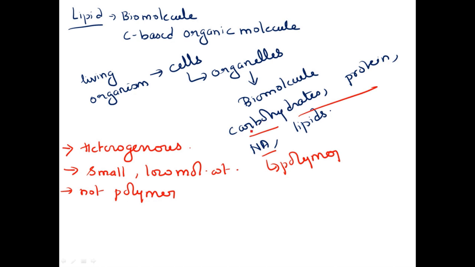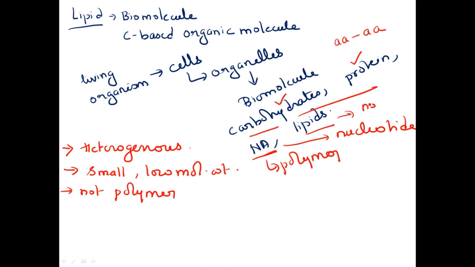When we see carbohydrate, we have monosaccharides that join by glycosidic bond to form polysaccharide. So carbohydrates are also a type of polymer. And when we see protein, we have amino acids that join together by peptide bond to form protein. So protein is a polymer of amino acids. Similarly, nucleic acid, either DNA or RNA, consists of nucleotides which join by 3'5' phosphodiester bond. So nucleic acid is also a type of polymer.